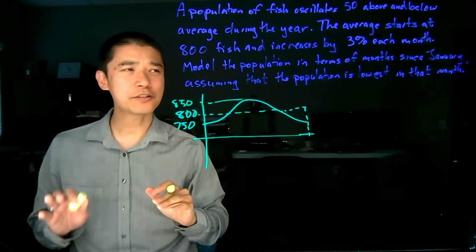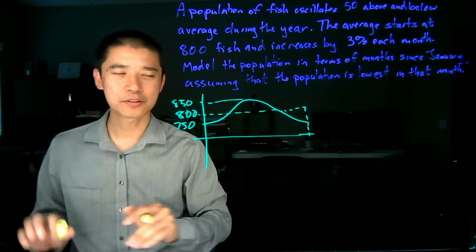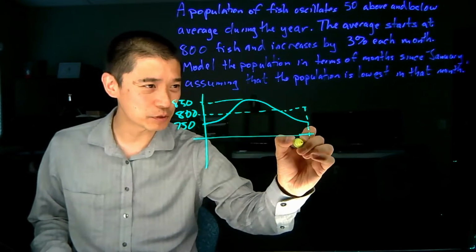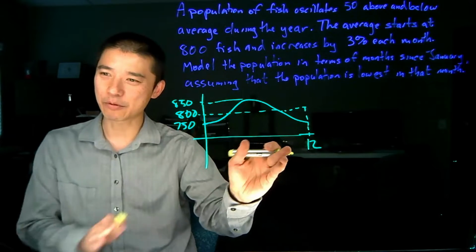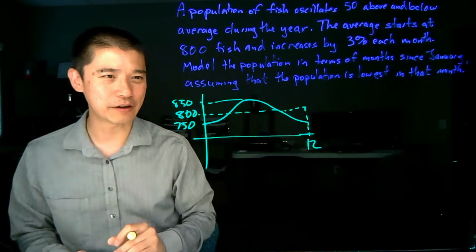Now the thing to pay attention to is that the time is measured in months. So I'm not going to put a 1 here for where it repeats. I'm going to put a 12 here because 12 months later is when it repeats. And this is going to impact when we calculate the period, the values that we're going to be using.